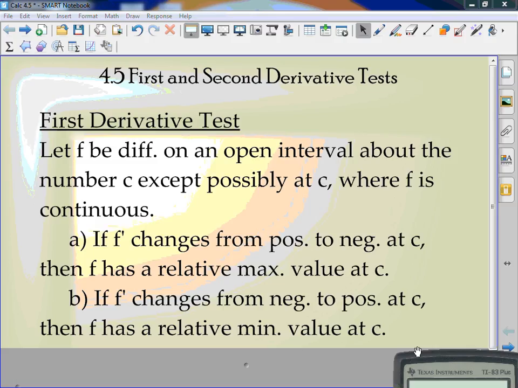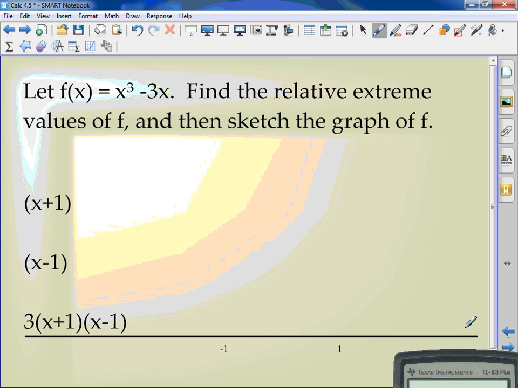We already know if f is differentiable on an open interval about the number c, possibly at c, where f is continuous. If f changes from positive to negative at c, then it has a relative max. So it goes from a positive to a negative. This has to be a max. If it changes from a negative to a positive, that is a min. Just like we did last section.